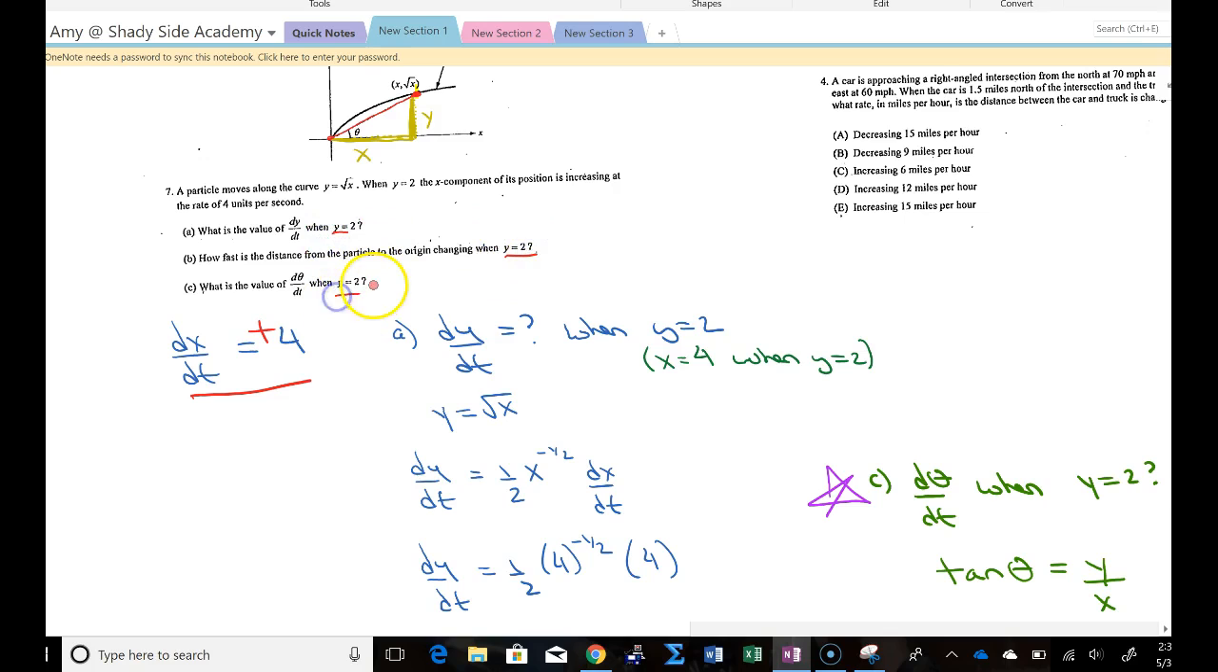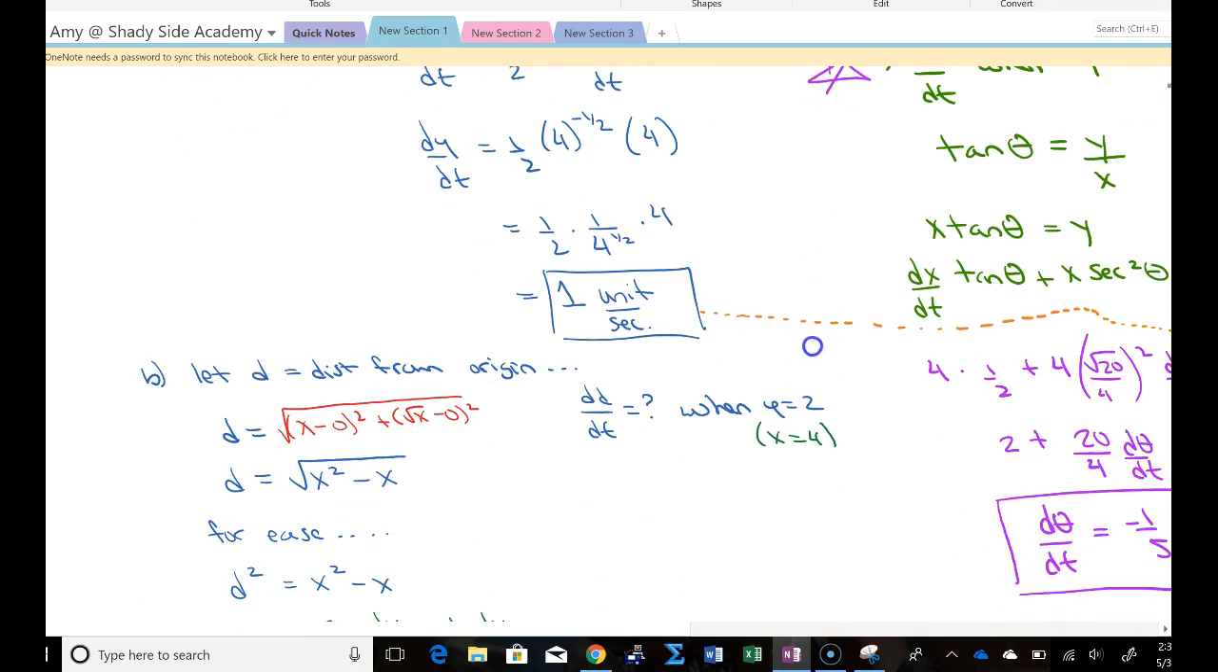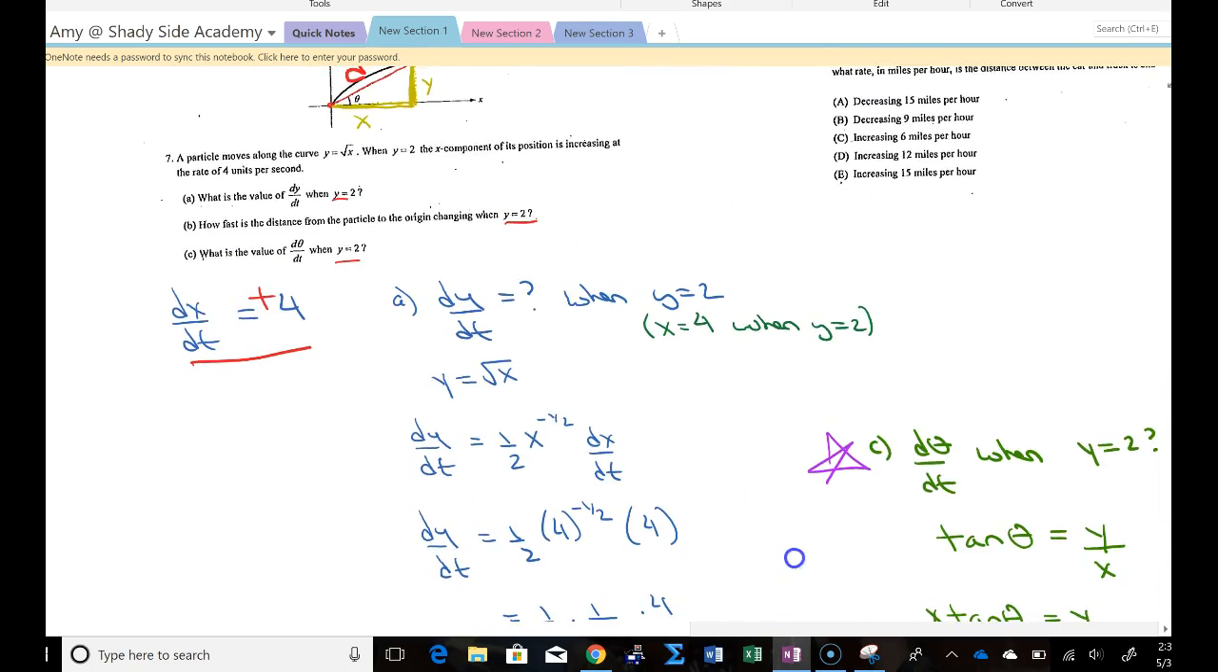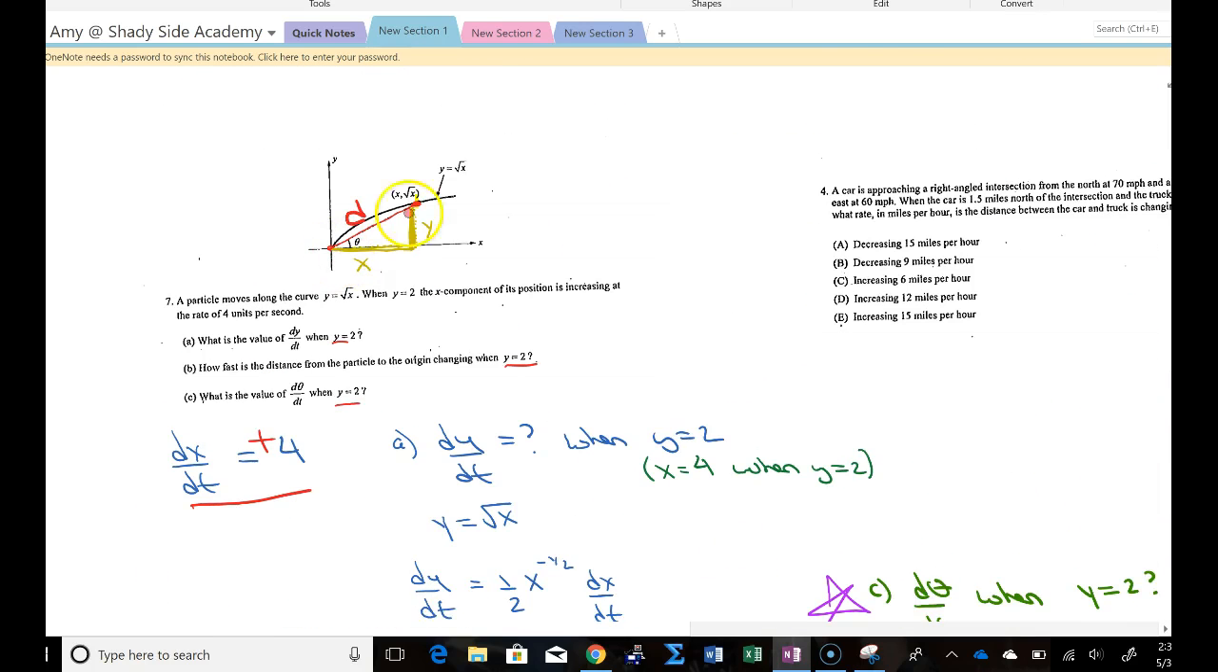What I did here is I drew this red line, and this red line, and I'm going to call that length d. That way I can frame my question and say dd by dt equals what when y equals 2, or when x equals 4? And the question is, how do I get an equation that relates d with the other variables, x and y?